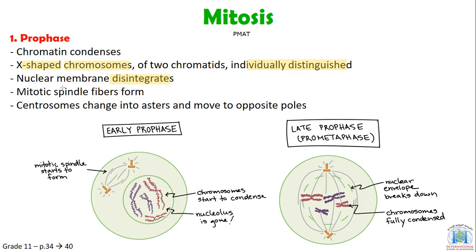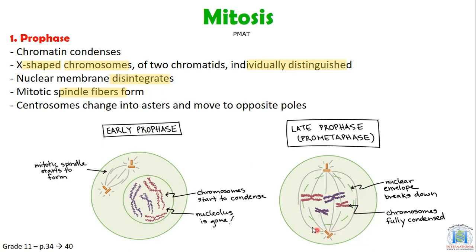We will see the spindle fiber forming. These are the spindle fiber, okay? So this is early prophase. As you can see, the spindle fiber are forming. This is the start, this is the beginning. And also centrosomes, which are special organelles, they change into asters. So now we have the asters. This is early prophase, since as you can see, the membrane of the nucleus is still present.